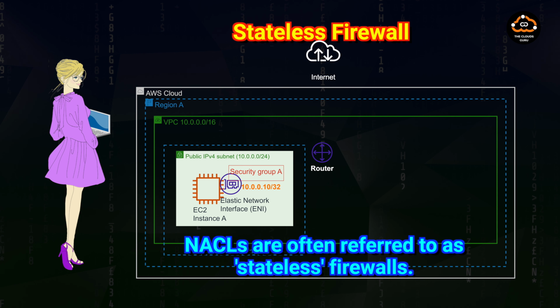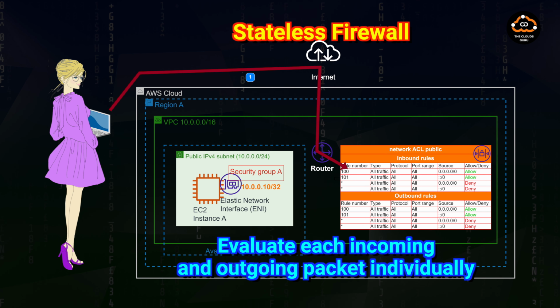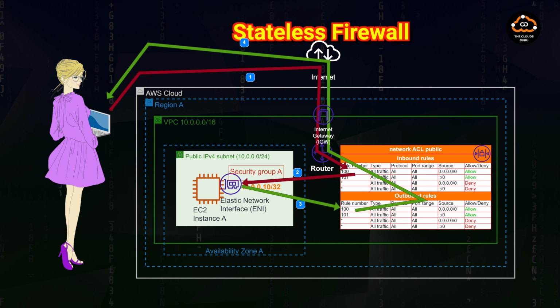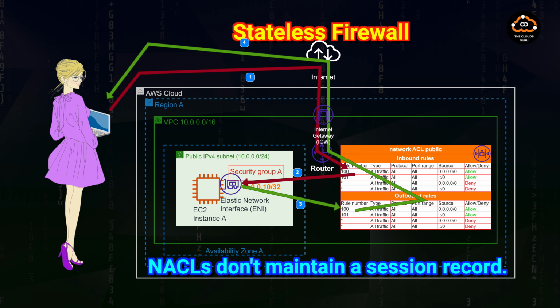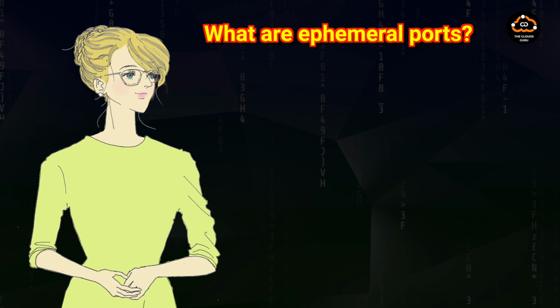What does it mean, stateless firewall? NACLs are often referred to as stateless firewalls. In simpler terms, this means they evaluate each incoming and outgoing packet individually, regardless of prior packets. Unlike a stateful firewall, NACLs don't maintain a session record, which gives you fine-grained control but also necessitates a more comprehensive configuration.